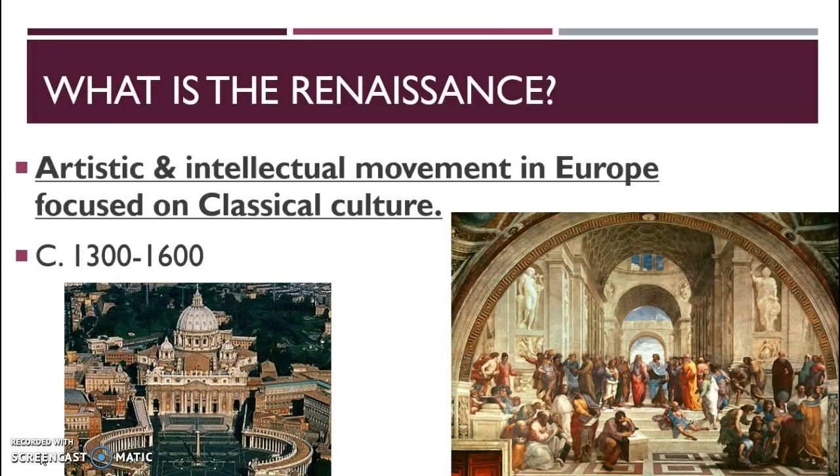The Renaissance is an artistic and intellectual movement in Europe focused on classical culture. So what does that mean? Artistic, maybe painting, sculpture, architecture, and intellectual: ideas, philosophy, science, literature. And it's focused on classical culture. That means the Greek and Roman. What did our ancestors think about, talk about, create?